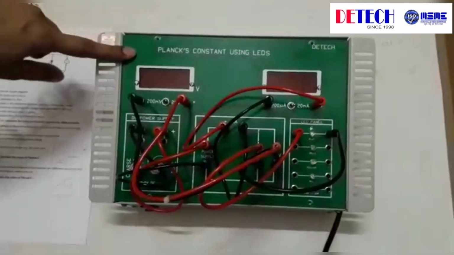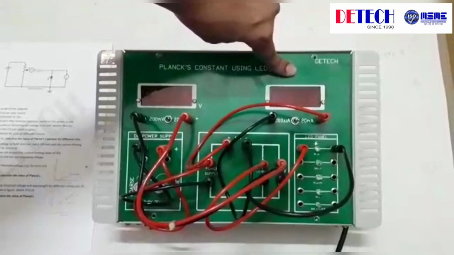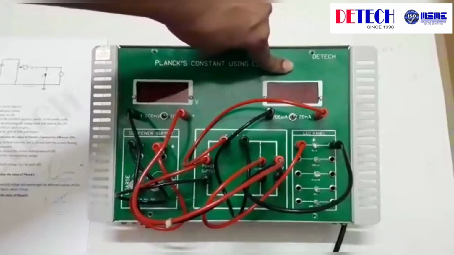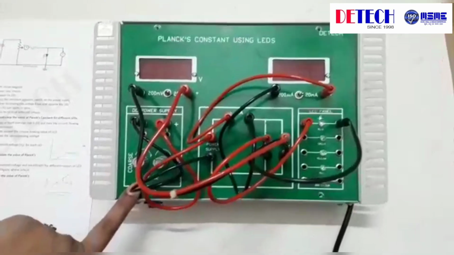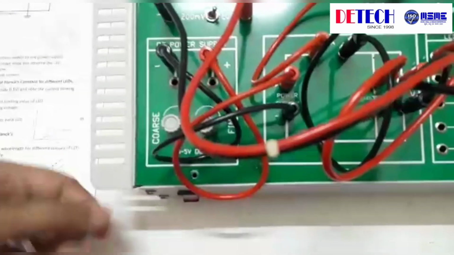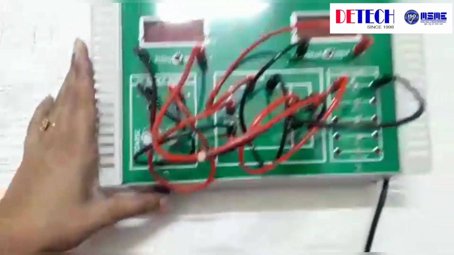This is the voltmeter having 2 ranges, 200 millivolt and 20 volt, and this is an ammeter having 2 ranges, 200 microampere and 20 milliampere. So this is the 0 to 5 volt DC supply. So we'll switch on the kit. Make sure that these are at the minimum position before switching on.